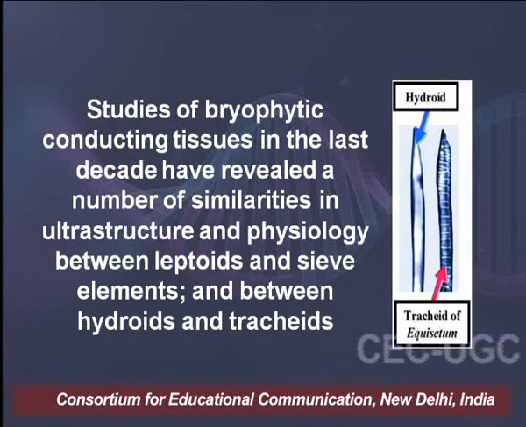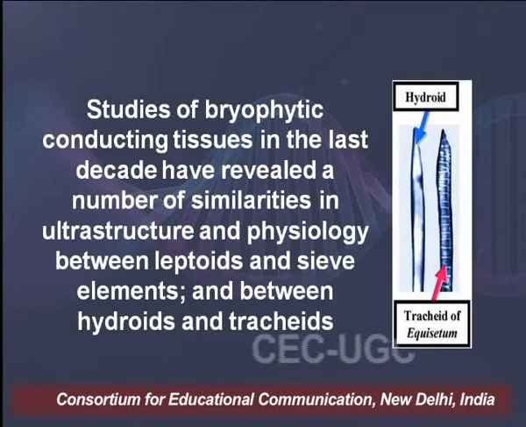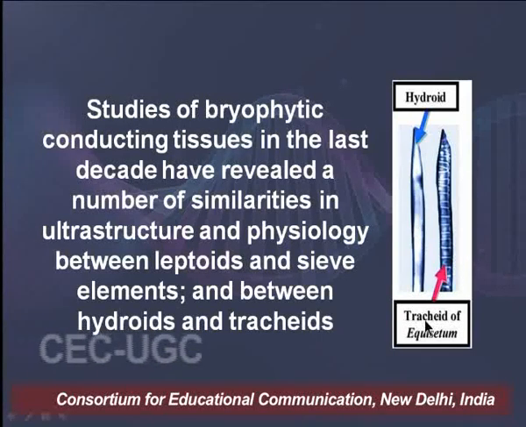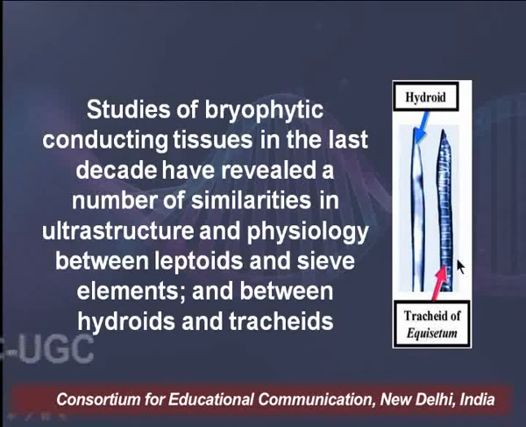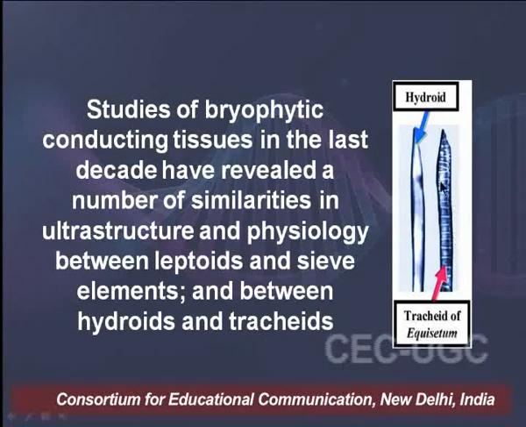Now, studies of bryophytic conducting tissue in the past decade have revealed a number of similarities in the ultrastructure and physiology between leptoids and sieve elements, and between hydroids and tracheids. One such comparison is shown here in this diagram. If we observe the structure of a hydroid and a tracheid, they share a similar outline. The tracheids, in the case of Equisetum, have certain pores, but they both have a pointed end.